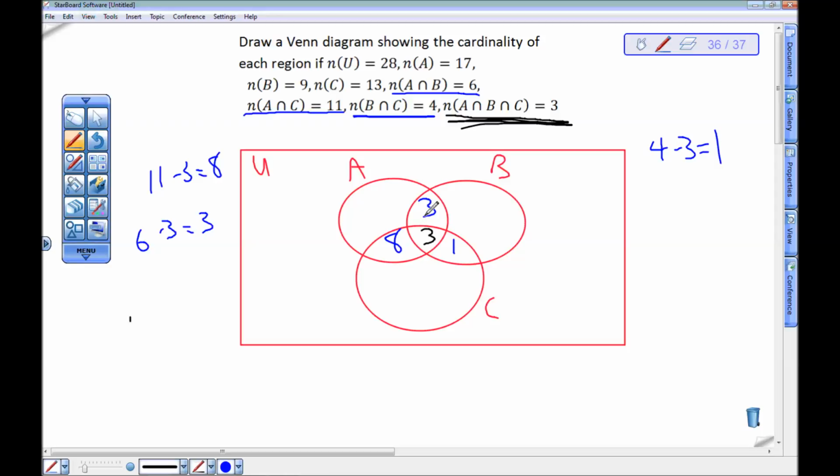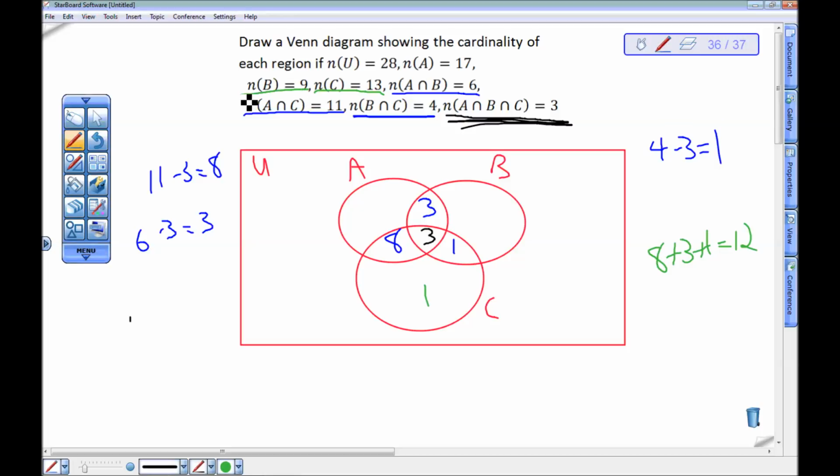Okay, still working backward from the way this was given to me. C has 13 elements in it total. I already have 8 and 3 and 1. That's 12. I have 12 of C's 13 elements. That means there's 1 more to be had, right? So that C, just in C, should be 1.